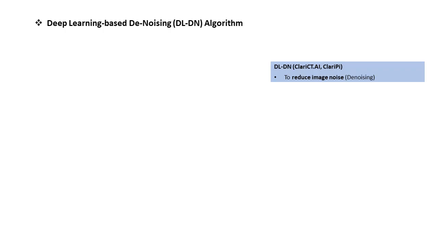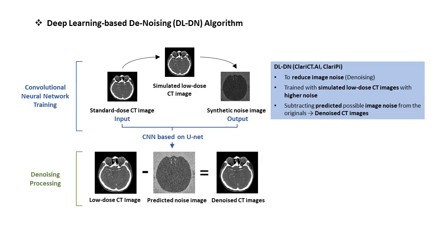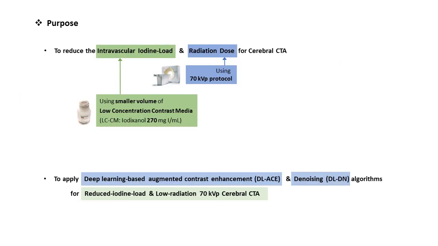And second, we applied DLDN, which is the denoising algorithm. It uses a model trained with pairs of standard dose CT images and simulated low dose CT images to predict noise images. By subtracting these predicted synthetic noise images from original images, we obtained images with reduced noise. Therefore, the purpose of our prospective study was to evaluate the feasibility of 70 kVp cerebral angiography with reduced iodine and low radiation, and the effect of DLACE and DLDN algorithms on the CTA.